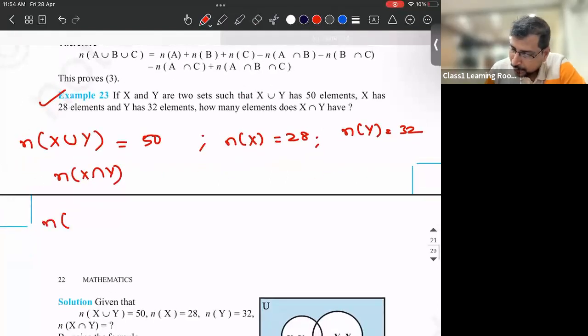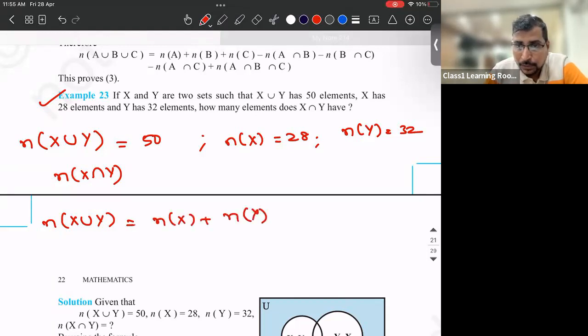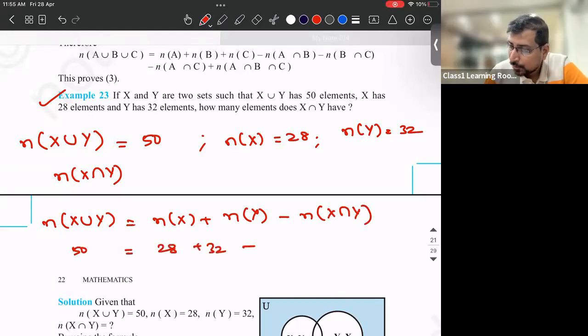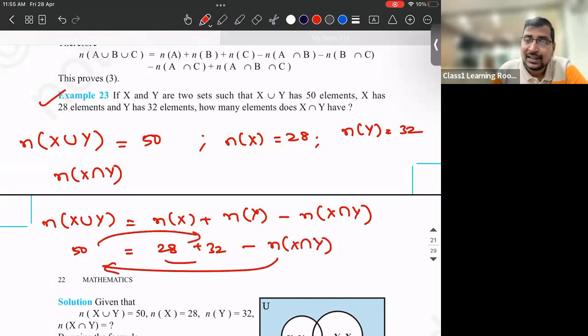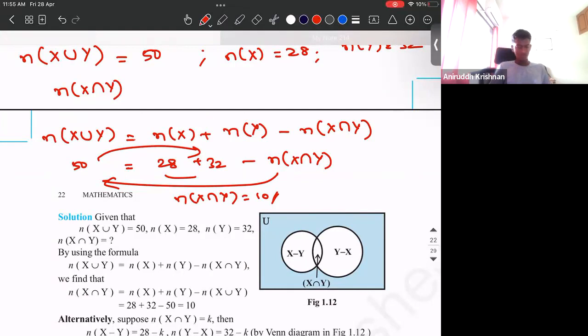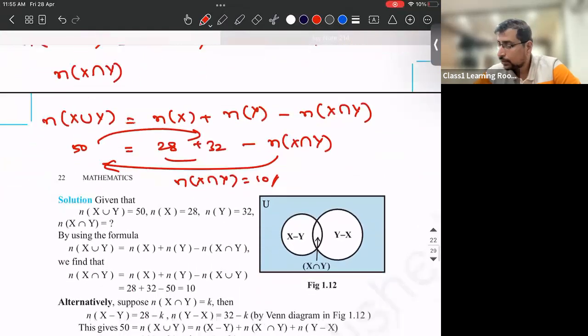Let's see. So number of elements in X union Y. See, now we don't know whether they are disjoint or joint sets. We'll apply the formula. So n of X union Y is n of X, the number of elements in X, plus the number of elements in Y, minus the number of elements in X intersection Y. Just substitute the numbers. 50 is equal to 28 plus 32 minus n of X intersection Y. Bring it this side, take it to the other side. 28 plus 32 is 60. 60 minus 50 is going to give you 10. So number of elements in X intersection Y is 10. Am I clear with this? Yes. So it's simple, no?